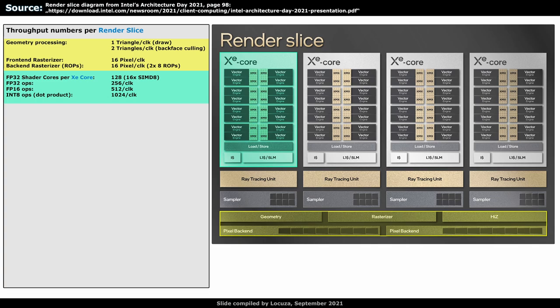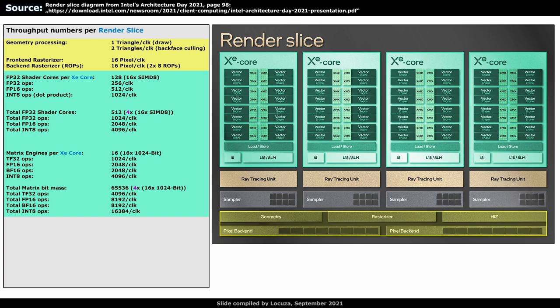A new addition to XeLP were dot product instructions for 8-bit integer calculations, where 4 8-bit multiplications are done and the results are added to a 32-bit integer accumulator. With those instructions, we would count 1024 8-bit integer operations per clock. Since a render slice has 4 Xe cores, we can quadruple all throughput numbers per clock.